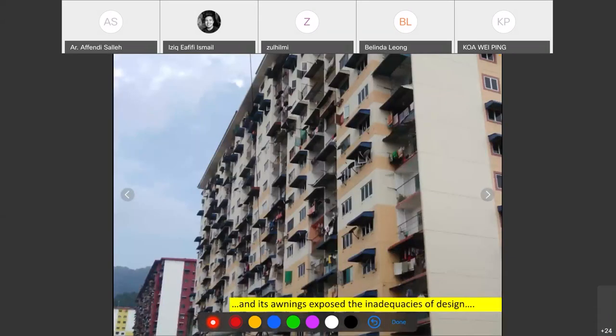Whenever social housing apartments get some sort of customization to their building, their facade, their architecture, I see it as inadequacies in design. Awnings are everywhere because window hoods could not keep the rain out. So this is part of our psyche. This is part of our cityscape. This is part of our built environment.